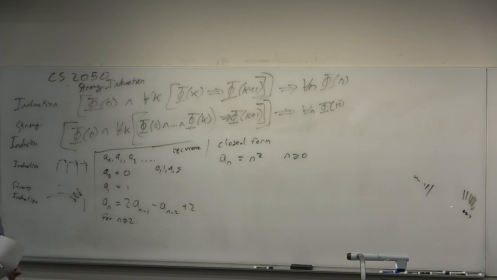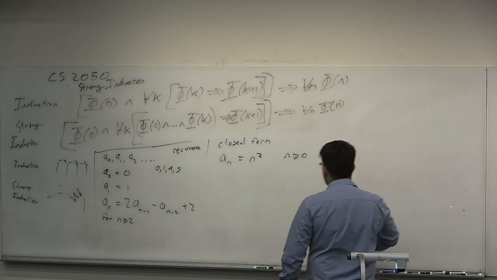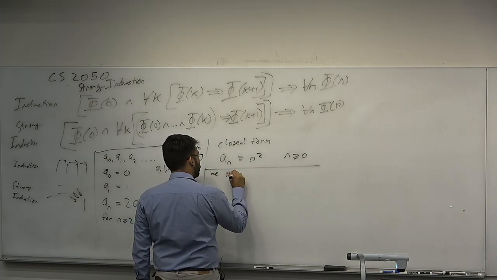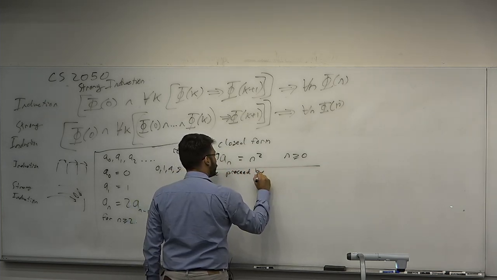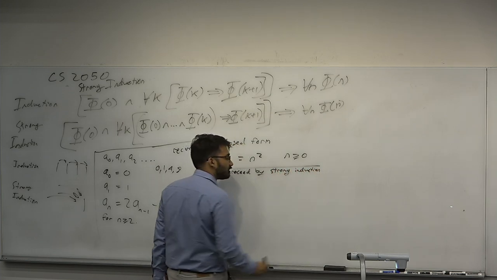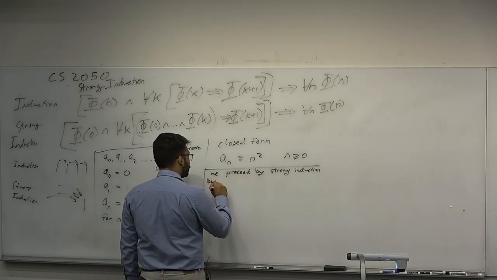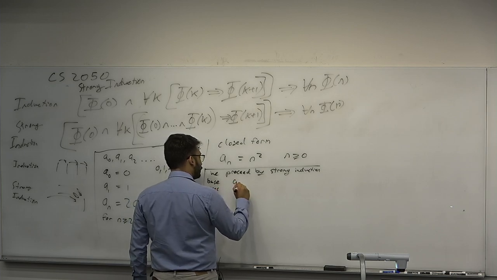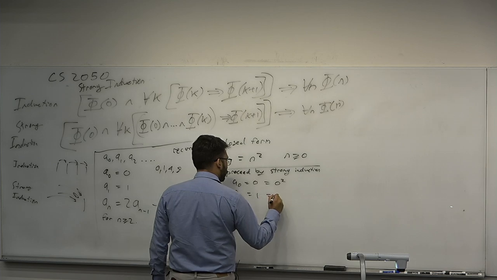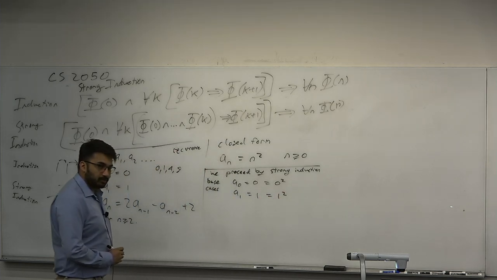Let's prove it. And of course, such a proof should proceed by induction. We proceed by strong induction. Now, I'll say the base cases on strong induction a little more fine-grained. You need to spend more attention on it. Base cases: A0 is equal to 0, which is equal to 0 squared. A1 is equal to 1, which is equal to 1 squared. So we've done our base cases, right?